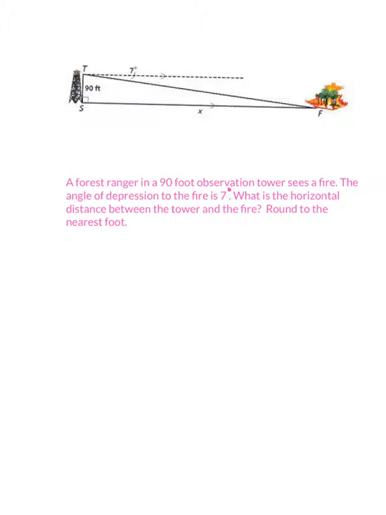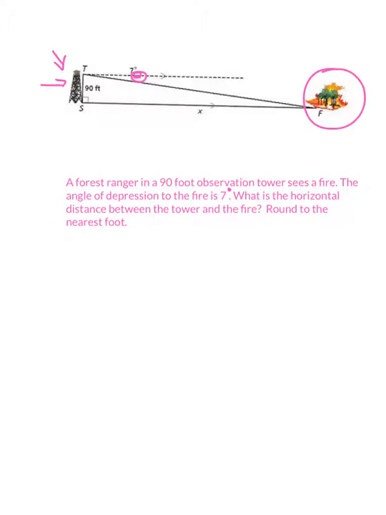Our next problem says a forest ranger in a 90-foot observation tower sees a fire. The angle of depression to the fire is 7 degrees. What's the horizontal distance between the tower and the fire? Round to the nearest foot. So I have my diagram. Here's my fire over here. There's the tower. We know that the observation tower is 90 feet. That's marked. And we have the angle of depression up here is 7 degrees. So we have 7 degrees right in here.